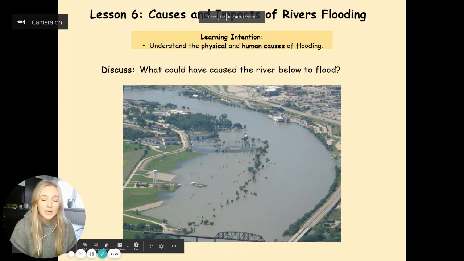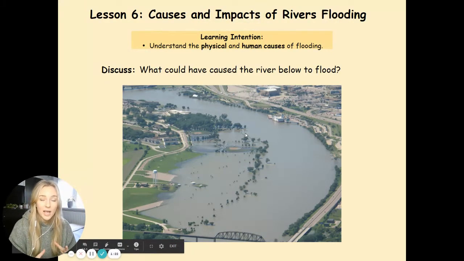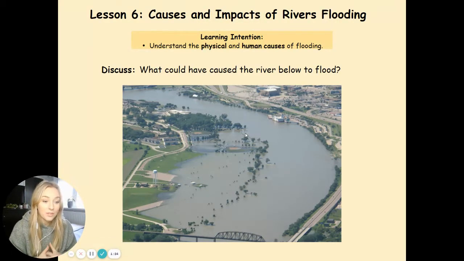So in lesson 6, we're thinking about the causes and the impacts of flooding. So flooding is an element which occurs in rivers, and that's going to make up a big part of this particular lesson and this topic.